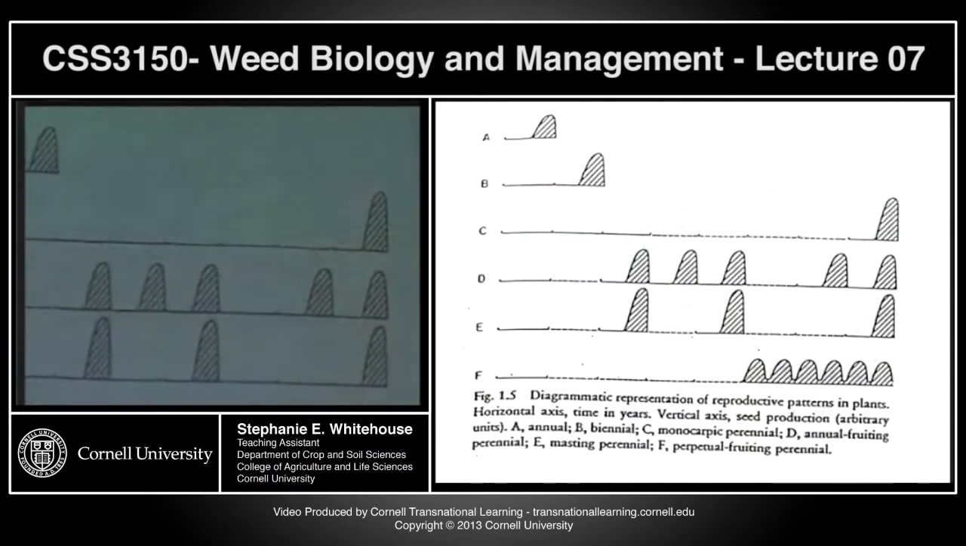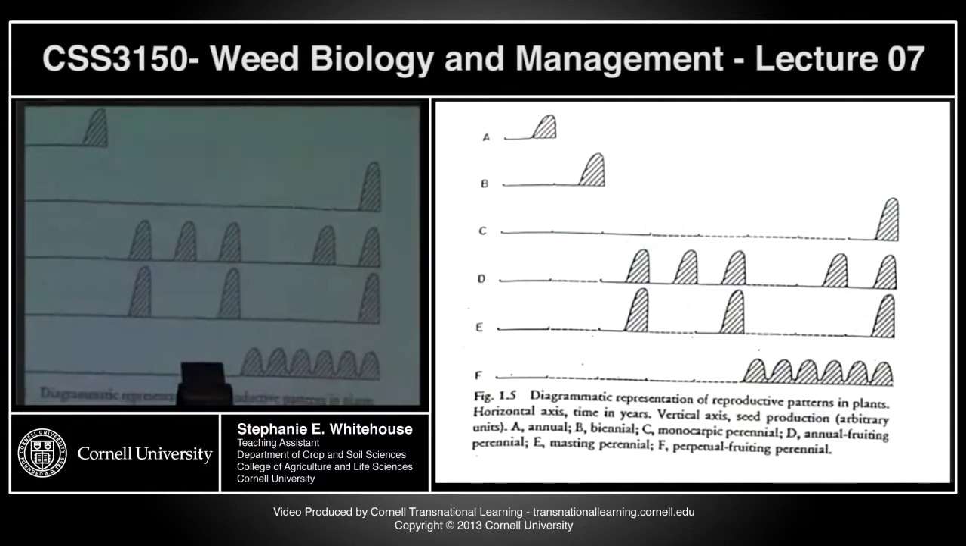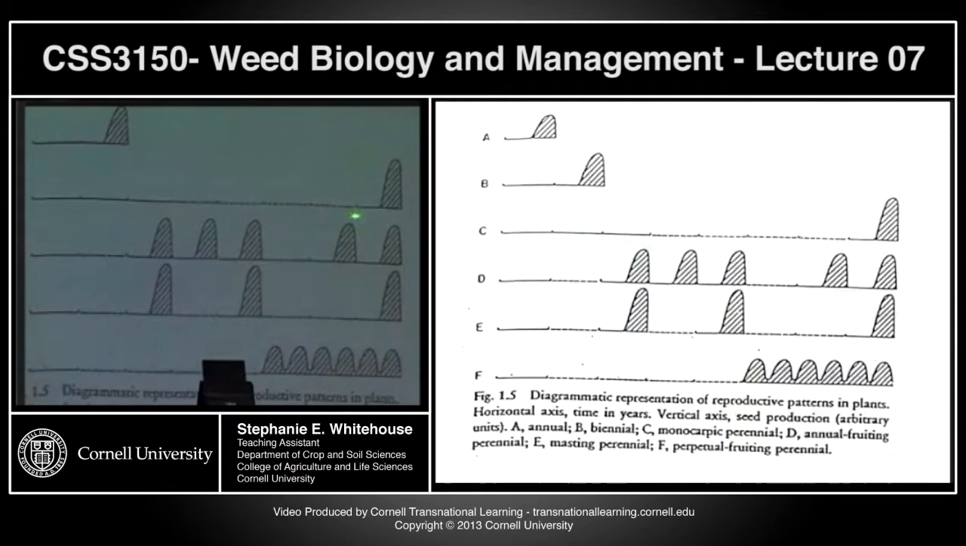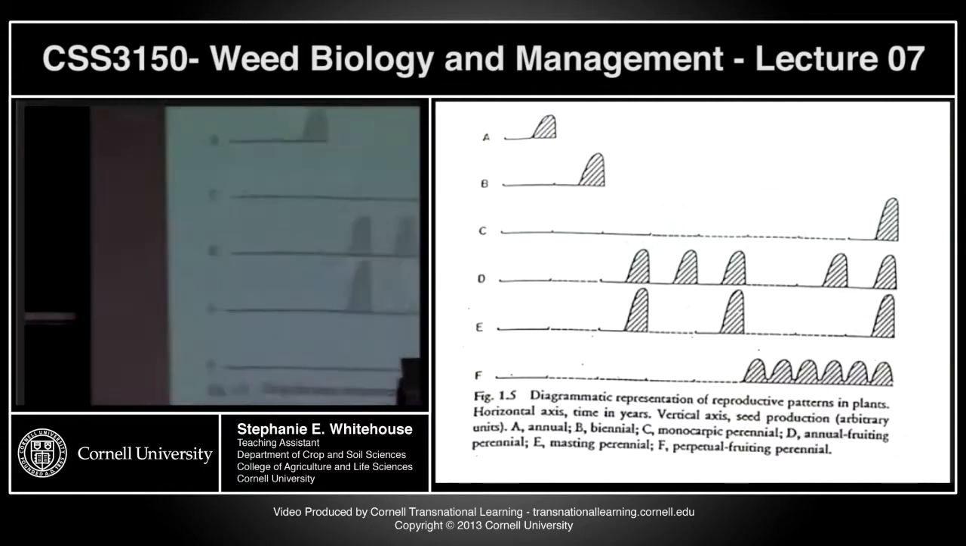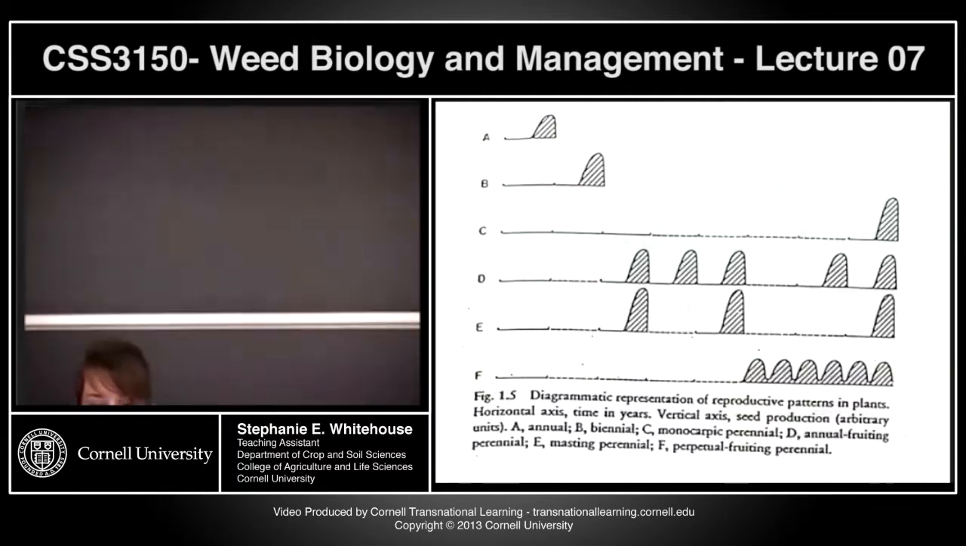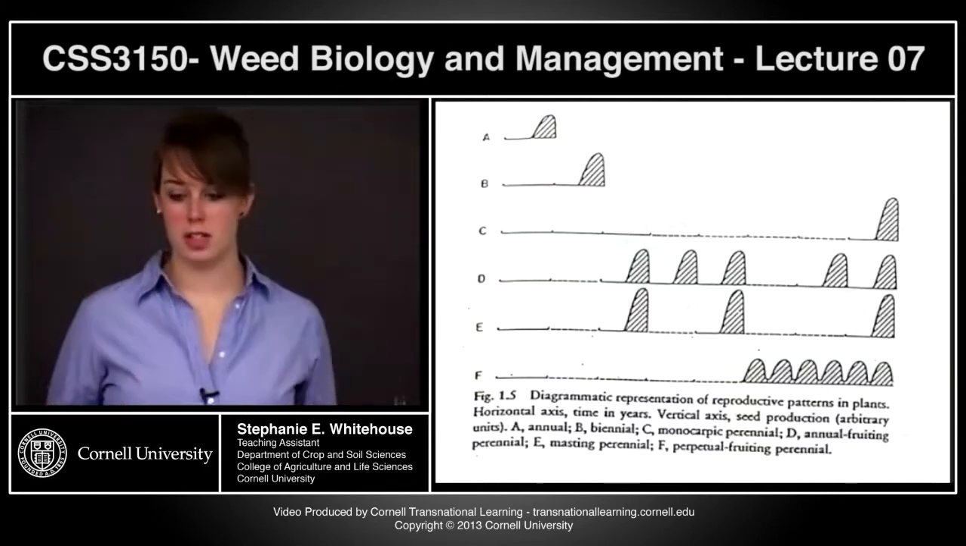In this case, bamboo grows for many, many, many years vegetatively, and then has that final year of seed production. D is one of our annual fruiting perennials, so things such as apples or other fruiting structures. E is a masting perennial, whereas F is a perpetual fruiting perennial. So this is a plant that would be constantly flowering, constantly producing seed.